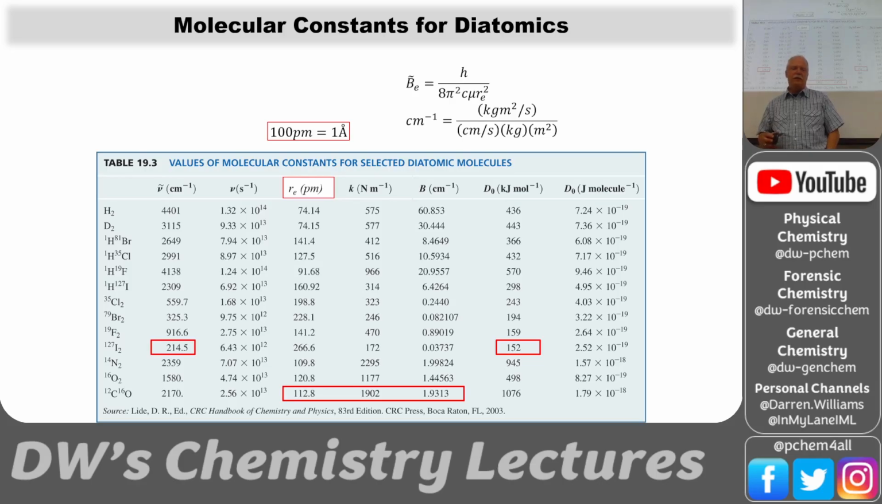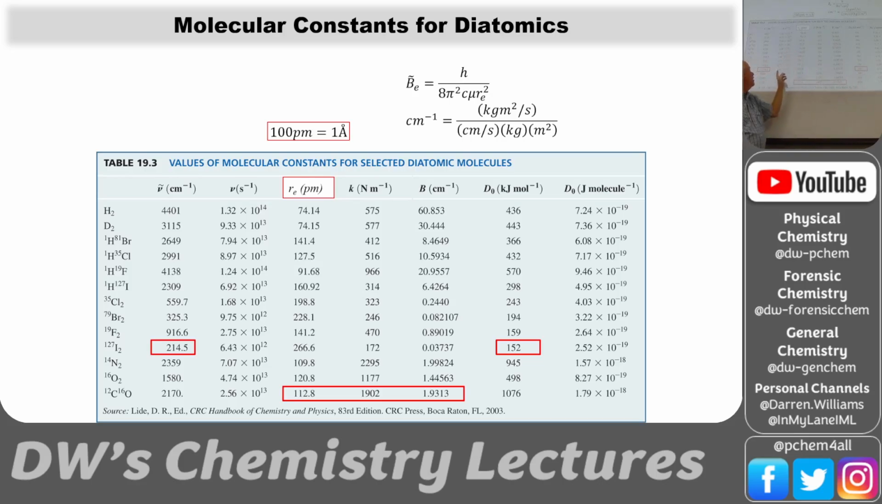Okay, so then we have these different molecular constants. I've highlighted a few. You're going to be solving for the vibrational frequency of iodine. So here's one of your literature values, 2214.5. And this dissociation energy, you're going to solve for the dissociation energy for iodine of 152. It'll be something on the order of that.